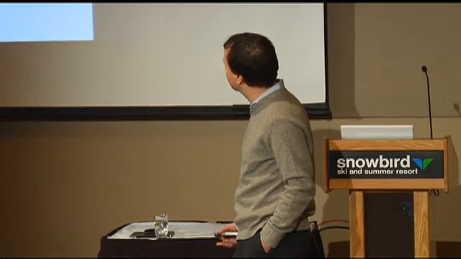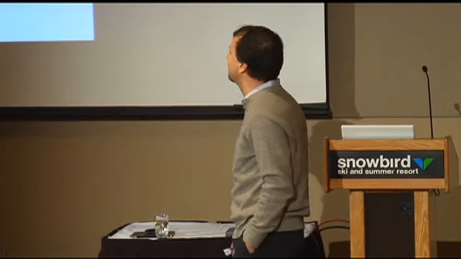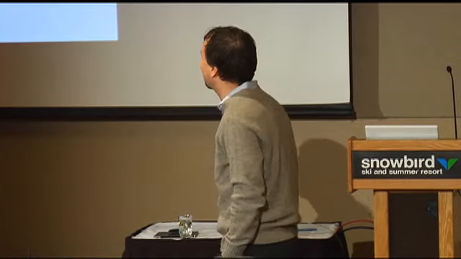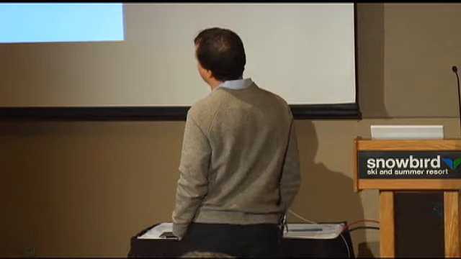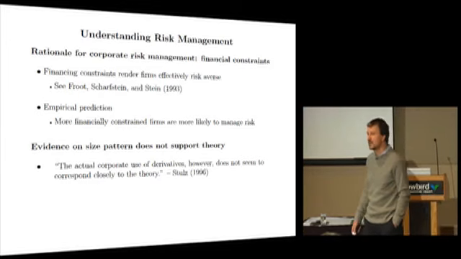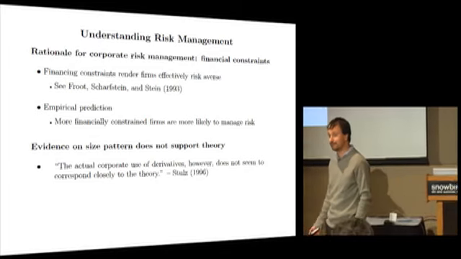Okay, Holmström and Tirole, or rather Froot, Scharfstein and Stein, have actually proposed a model like this and shown that firms subject to financial constraints are as if risk averse and hence have a motive to hedge. What people have taken away from that literature is that more financially constrained firms should hedge more.